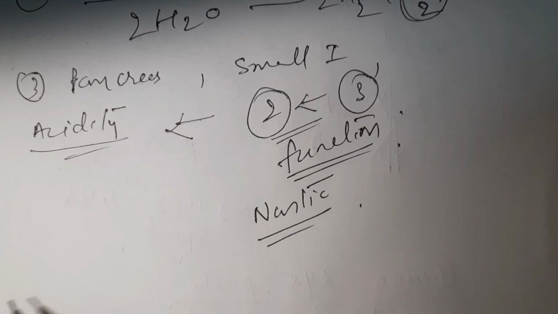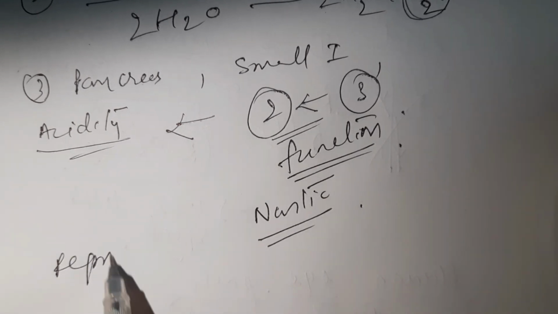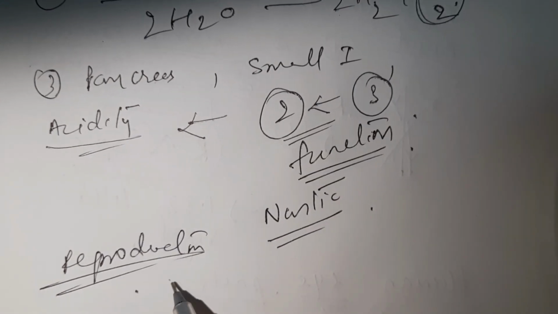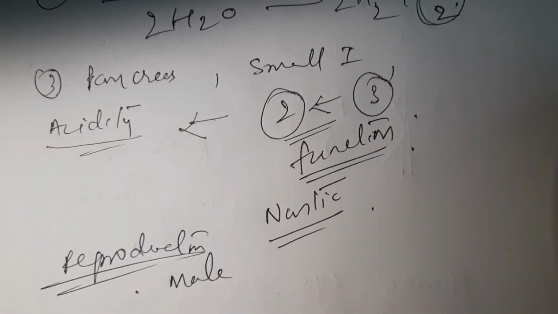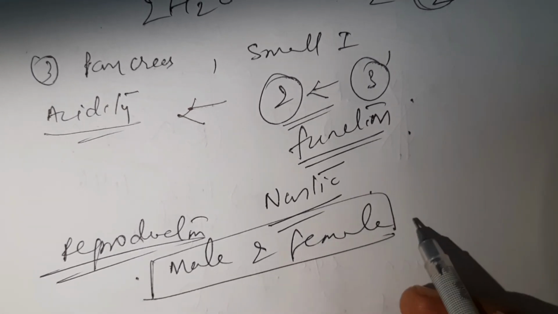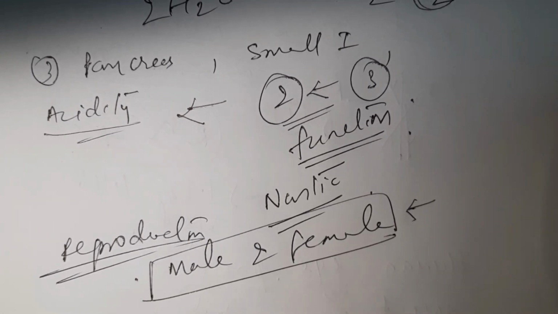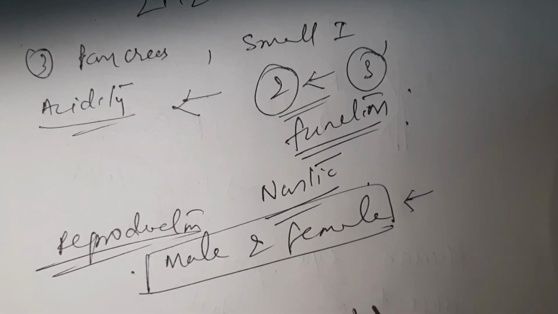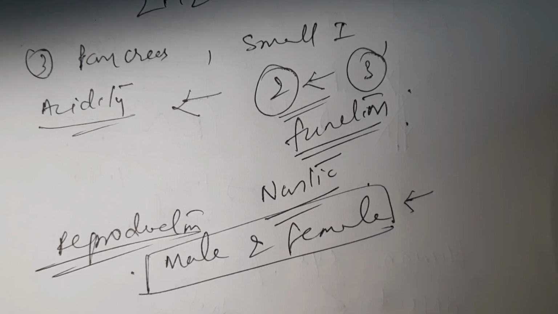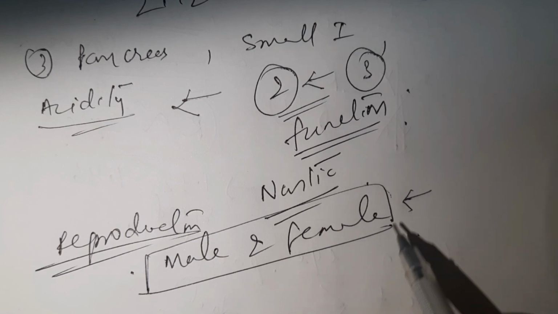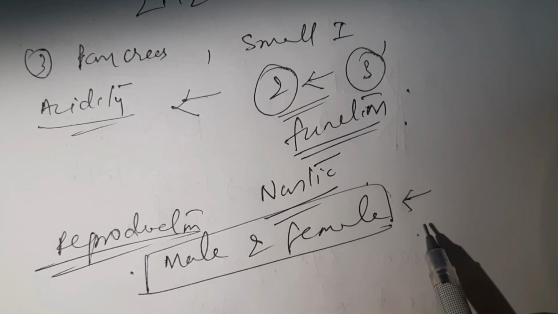Then reproduction is also one of the important chapters. From reproduction, the most important topic is male and female reproductive system. So here, practice the diagrams. From the bio part, you need to revise all the diagrams given in the NCERT textbook, which they ask for labeling. They give the diagram and labels will not be given, which you need to fill in. So properly practice all diagrams. In the reproduction chapter, male and female reproductive system is important.